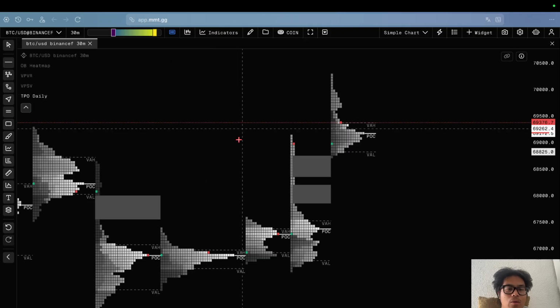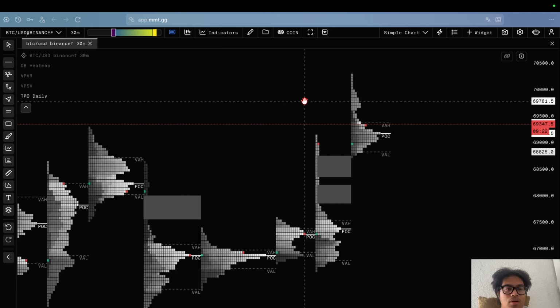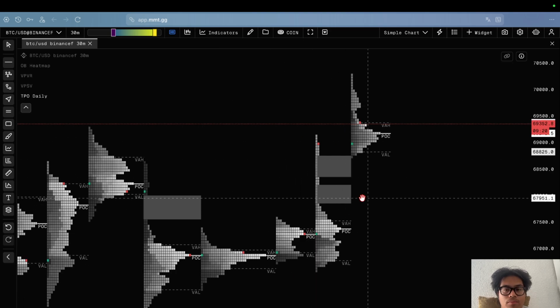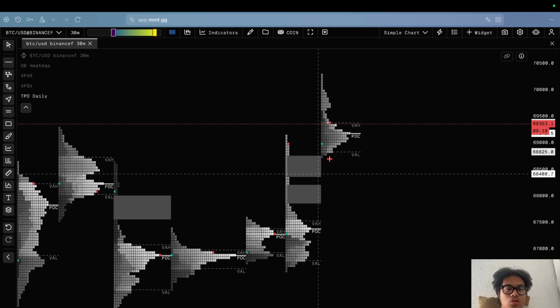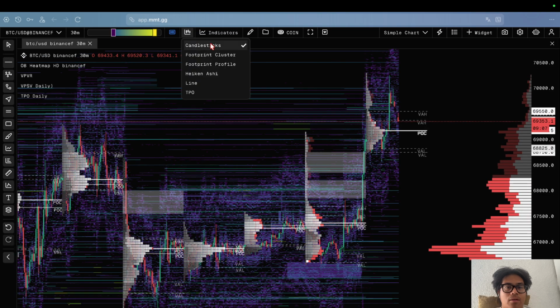And this, wow. Oh, this is TPO. Okay, this is from the daily one. I'm not gonna get into it, but you can use it if you want. But this is a volume profile with, I don't know what TPO stands for, but I can say it's a volume profile.